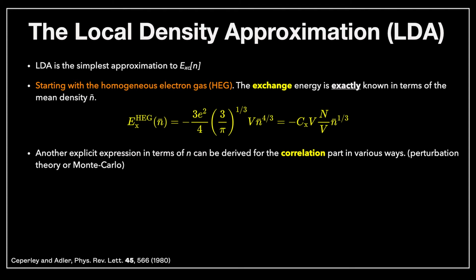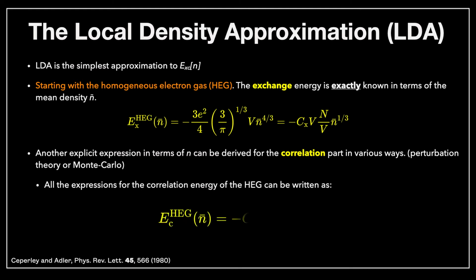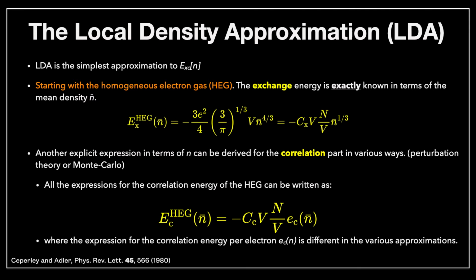This is an example. So the correlation comes from the correction from the fact that we do not have non-interacting particles. And so we can actually calculate the correlation energy of the homogeneous electron gas, and it's going to look like this equation here. The point remains, though, that the e_c, the lowercase e_c, has to be calculated using different approximations.